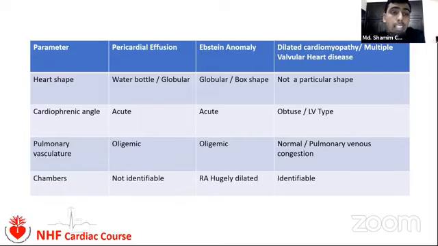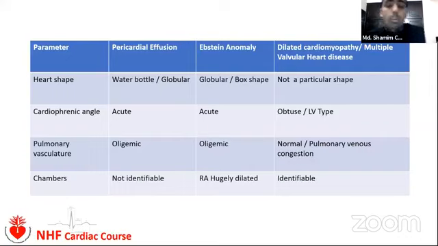First, the heart shape. In pericardial effusion, it will be a water bottle or globular shape. Quite similar with Ebstein anomaly, that is a box shape or globular shape, but there is no particular shape in case of dilated cardiomyopathy or valvular heart disease. Cardiophrenic angles are usually acute in both pericardial effusion and Ebstein anomaly. However, they will be obtuse in dilated cardiomyopathy or valvular heart disease.